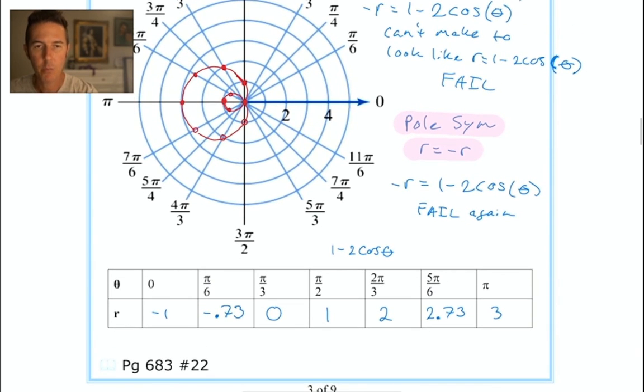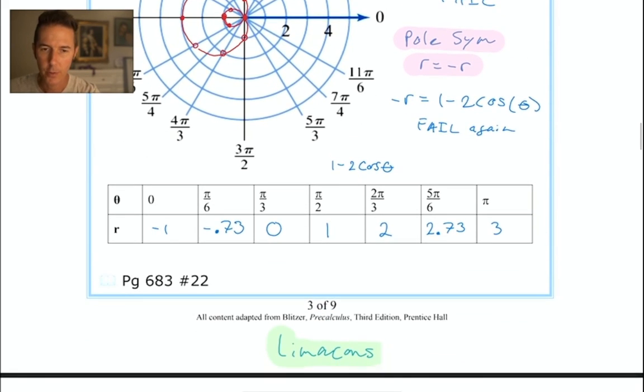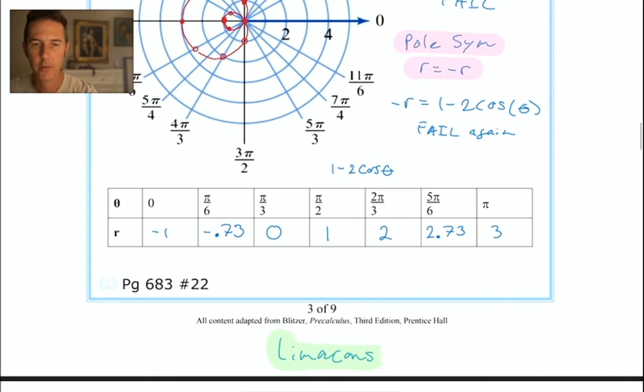And actually what we've just drawn here, this particular type of graph, is called a limaçon. And so you can see at the bottom of the screen, limaçons. I'm going to do a fairly quick but in-depth conversation about limaçons in the next segment of this section.